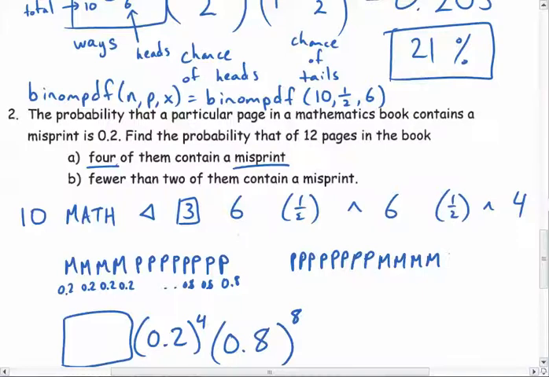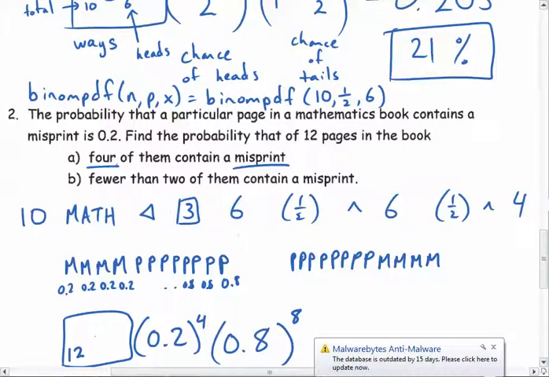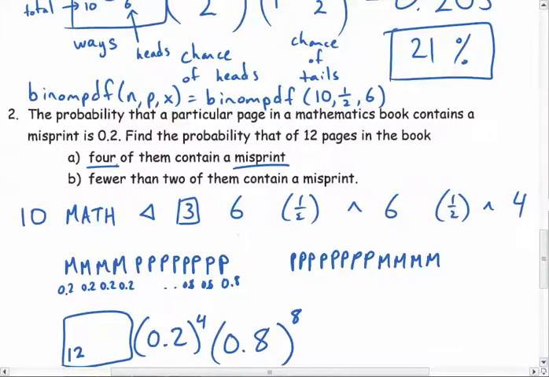Yeah, there you go. So the number of ways that I can rearrange those is the number of positions I have. I'm trying to choose 4 of them to be misprinted.